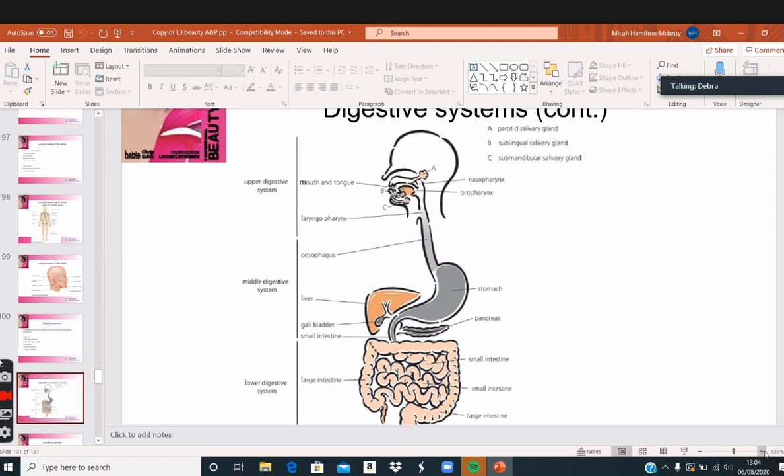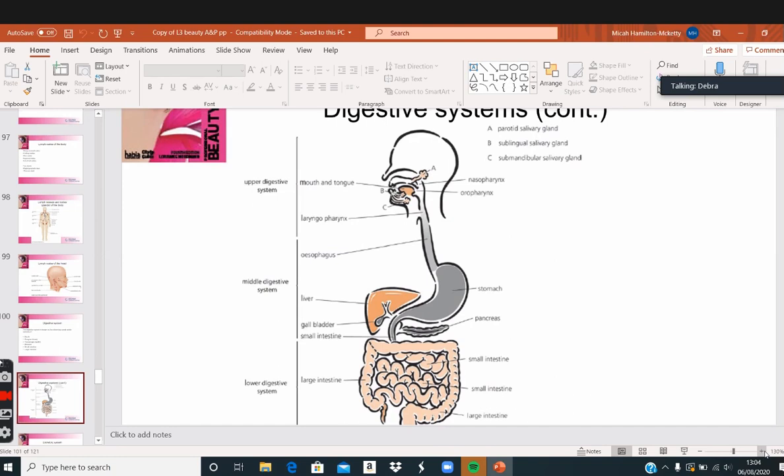So the upper digestive system is the mouth and tongue, the esophagus, and the larynx. Yeah, so that's it. Mouth, the larynx, the esophagus, and that's it for the upper digestive.